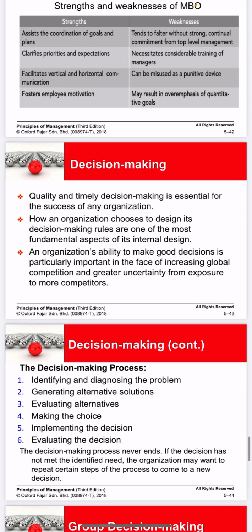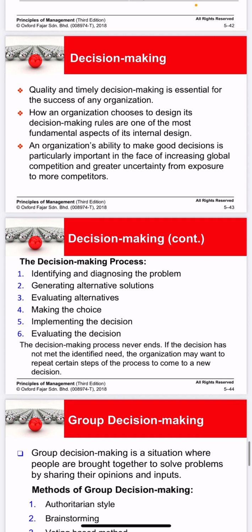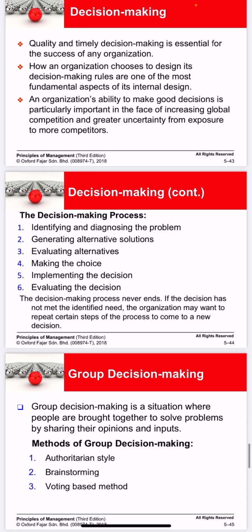Decision making is a process of choosing the best alternative and trying to implement it. So the decision-making process: identifying and diagnosing the problem, generating alternative solutions, evaluating alternatives, making the choice, implementing the decision and evaluating the decision. These are the 6 steps of decision making.